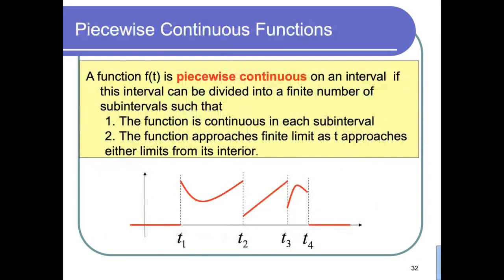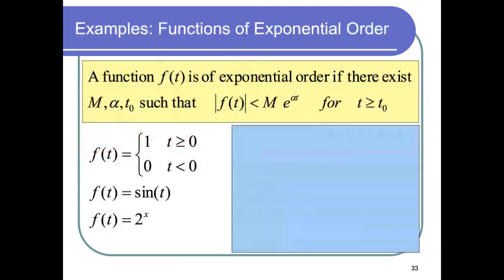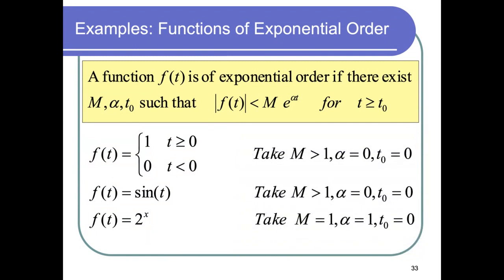Then we had a few examples in which we found values for M, alpha, and T. For example, for this function, for all t greater than capital T, or let's say T naught, where T naught here is 0, the function will never exceed 1. So if I take M to be any number greater than 1 and alpha to be 0, then we're done. Similarly for the sine function.